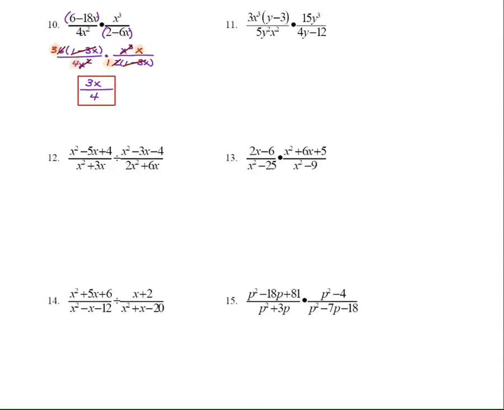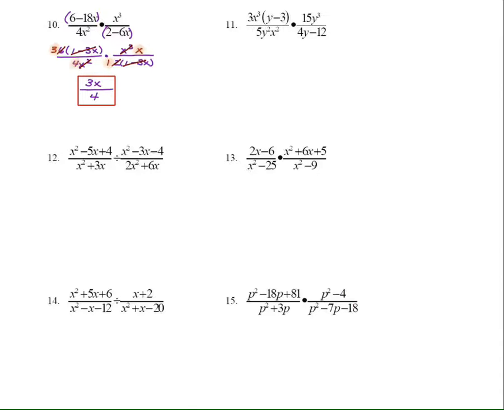So most of this stuff reduced out, leaving me with just 3x over 4. If you wanted to do those things in multiple steps, you definitely could, especially if you have a hard time keeping track of what's left over. But that's what you should end up with when you factor and then reduce as much as possible.